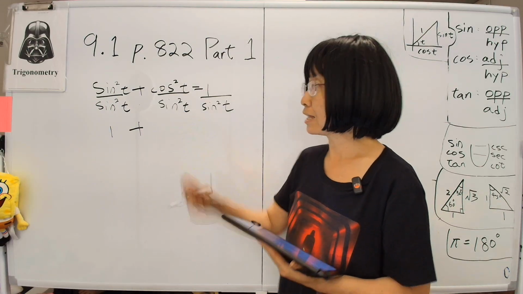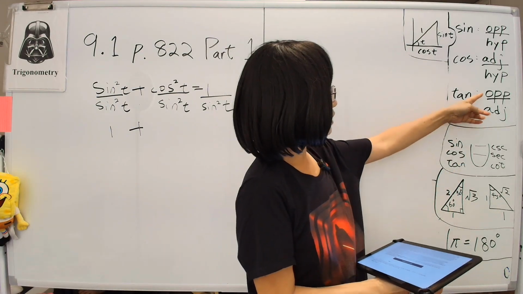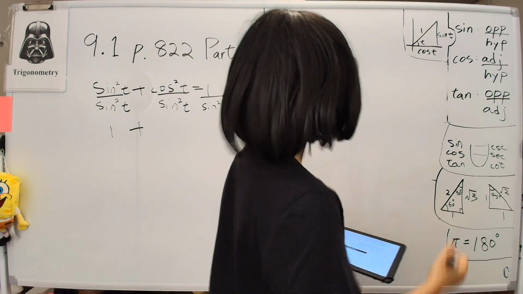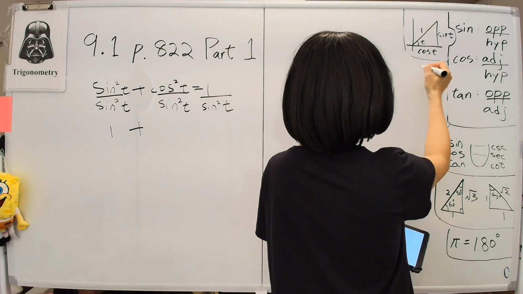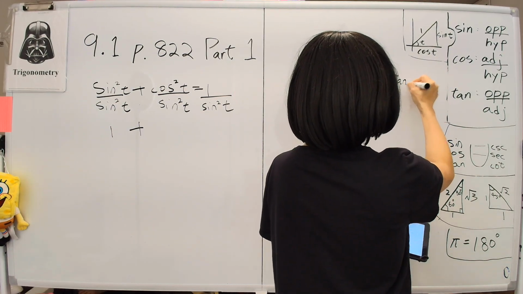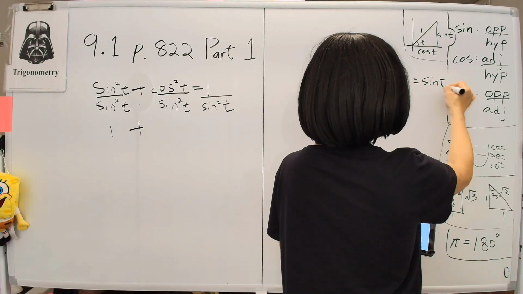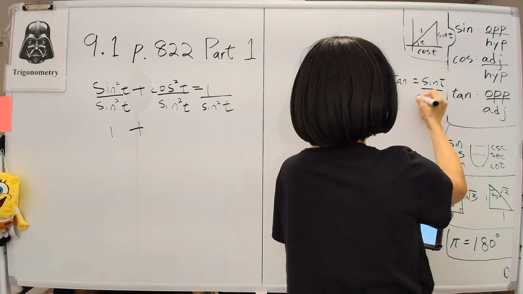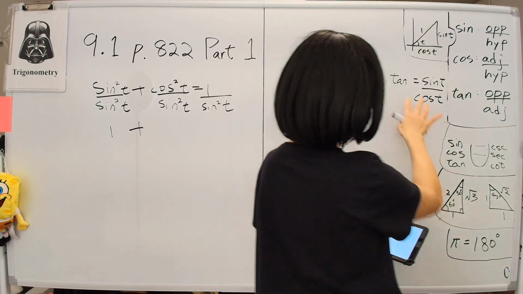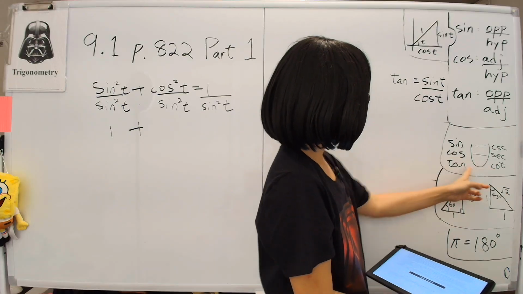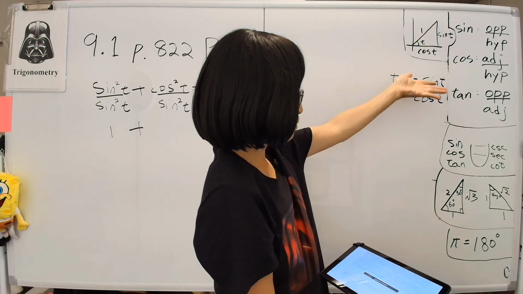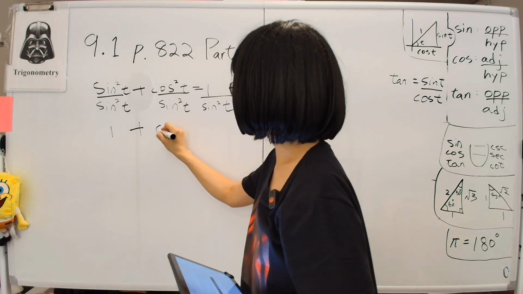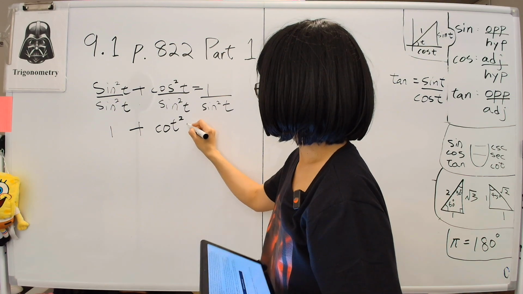Cosine over sine is called cotangent, because tangent is opposite over adjacent. Maybe I should write this down here. Tangent is also equal to sine over cosine, because it's opposite over adjacent, and opposite sine over adjacent is cosine. So the cotangent, which is 1 over tangent, will be flipping this over, cosine over sine. So this thing is actually the cotangent squared t.